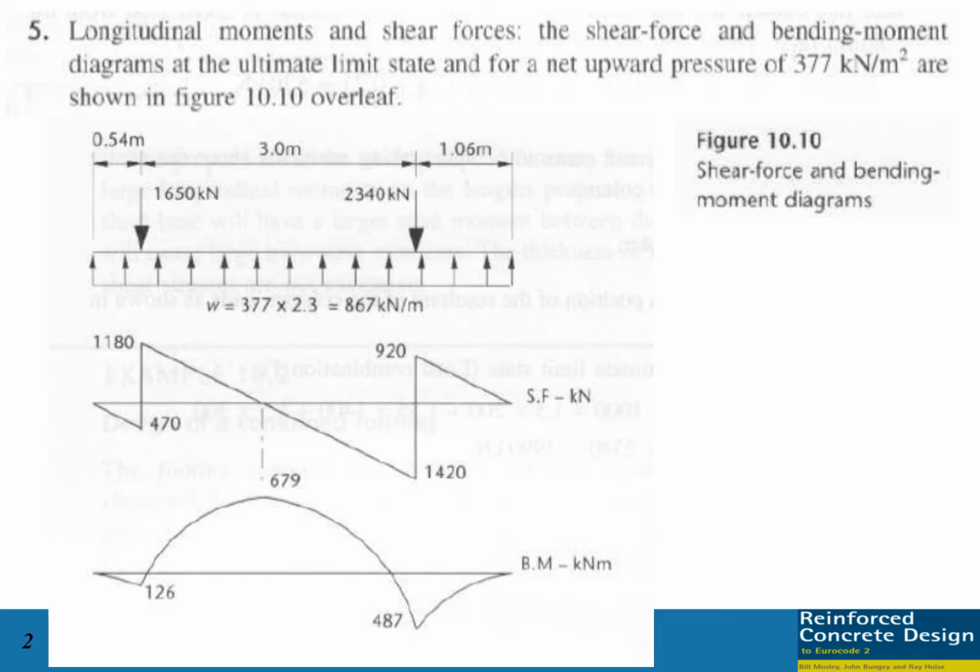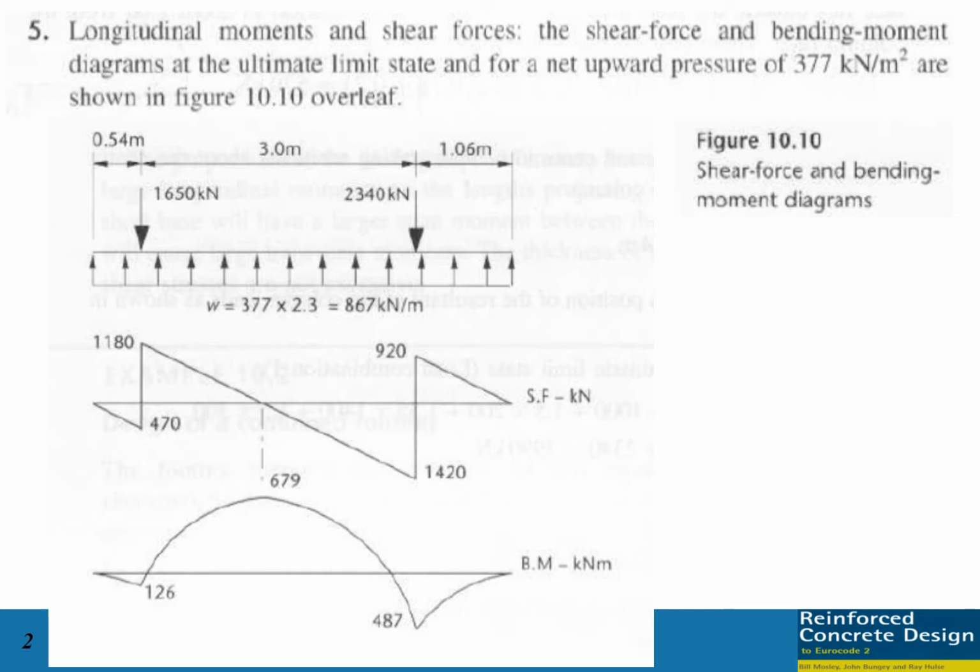Also underneath the foundation we have the upward pressure from the soil, 377 kilonewton per square meter. When we do analysis along this axis, let's say this is the x-axis, we need to multiply with 2.3, which is the width of the footing, so that we have the uniform distributed load of x67 kilonewton per meter. By using this loading and also the loading from the columns, we can generate the shear force diagram.